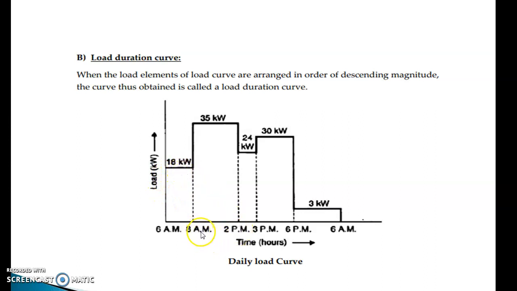From 8 a.m. to 2 p.m. the power consumption is 35 kilowatt. From 2 p.m. to 3 p.m. the power consumption is 24 kilowatt. From 3 p.m. to 6 p.m. the power consumption is 30 kilowatt. From 6 p.m. to 6 a.m. the power consumption is 3 kilowatt.